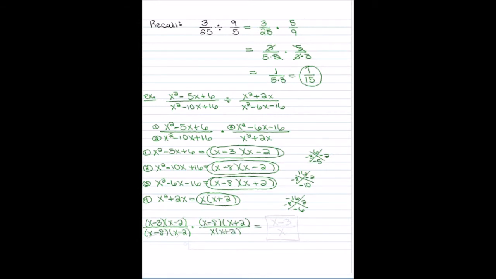And now I'm going to cross out anything that looks the same at the top and bottom. X minus 2, x minus 2. X minus 8, x minus 8. And x plus 2, x plus 2. So my final answer is x minus 3 over x.